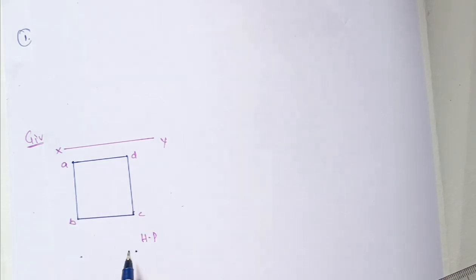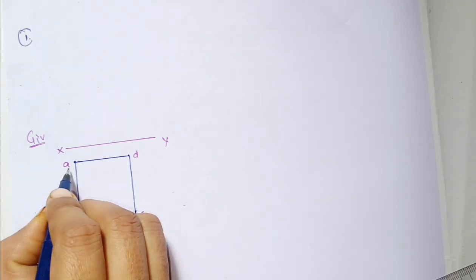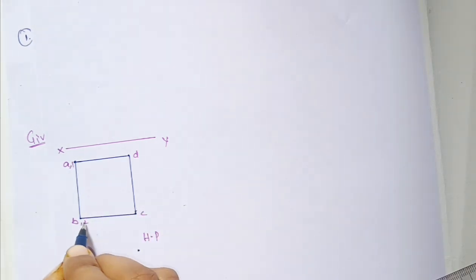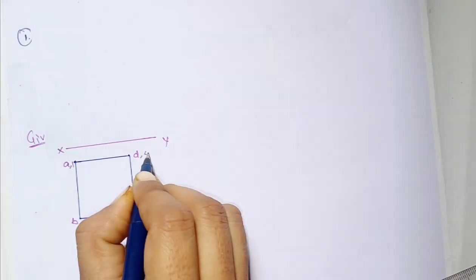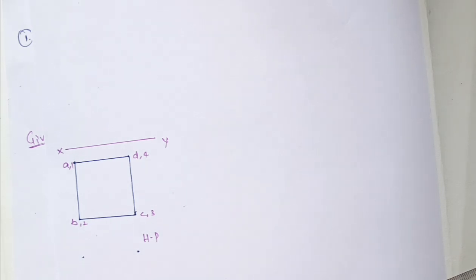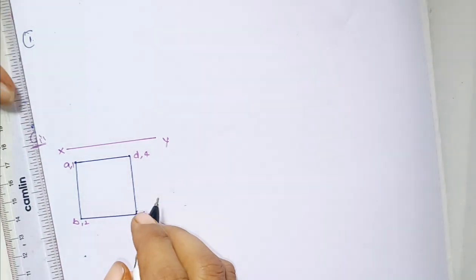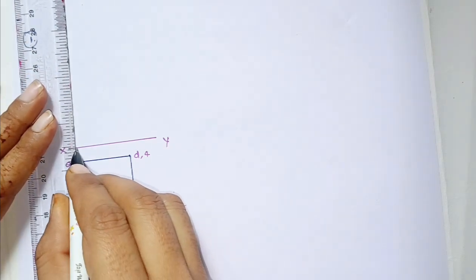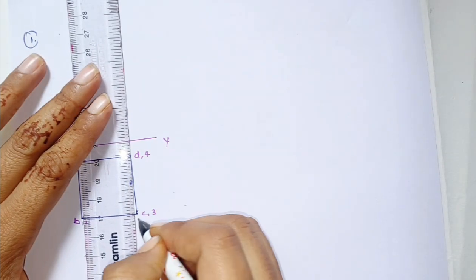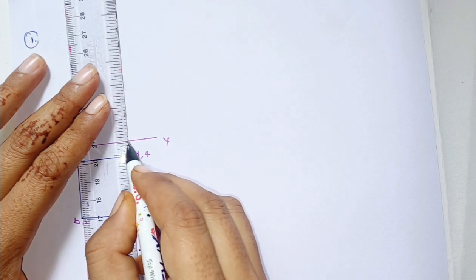And next we have a prism. A prism has two bases, so we have to mention A comma 1, B comma 2, C comma 3, D comma 4. Next we have to project above from the reference line. B point and A point you have to project, and C and D you have to project.